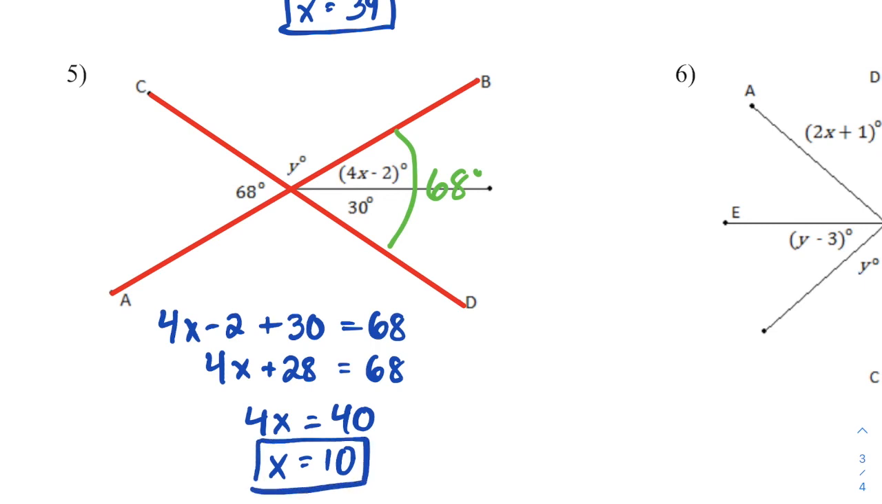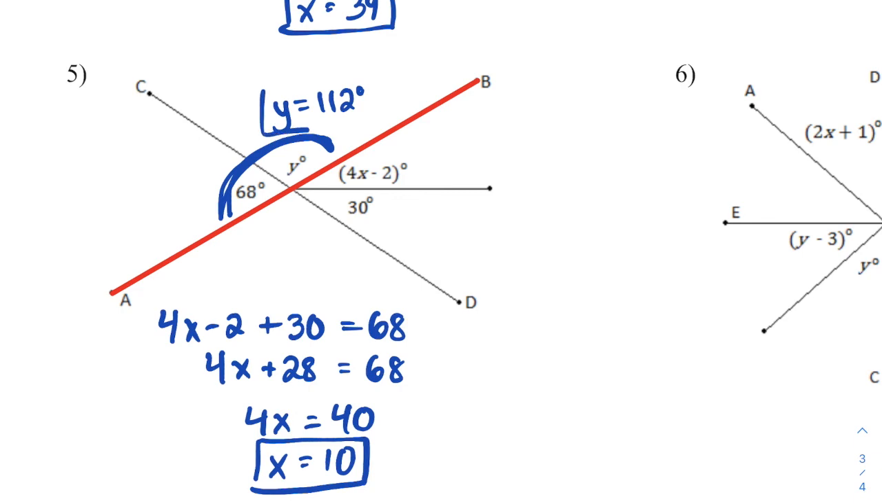Now we need to solve for y. For y, I'm noticing a straight line right here, which means these two angles together have to add up to 180 degrees. They're actually supplementary. I could just do 180 minus 68, and that's 112. So y is going to be 112 degrees. All right.